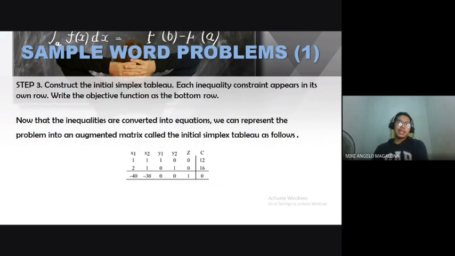For step 3, construct the initial simplex tableau. Each inequality constraint appears in its own row. Write the objective function as the bottom row. Now that the inequalities are converted into equations, we can represent the problem as an augmented matrix called the initial simplex tableau, as shown in the diagram below.